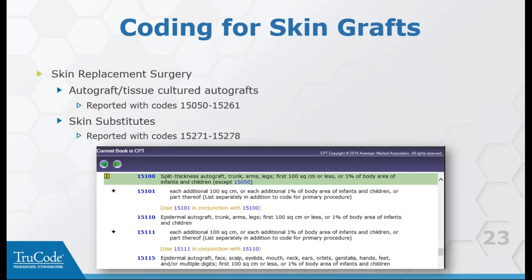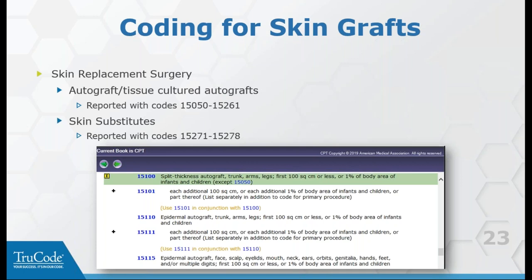Okay, so the next is a question regarding the measurement of the wound. Does the measurement take place pre or post application of the graft? The size of the wound should be measured after wound preparation has been performed. And the size should be based on the size of the wound and not the amount of the graft used. So very important when we're looking at the measurement.